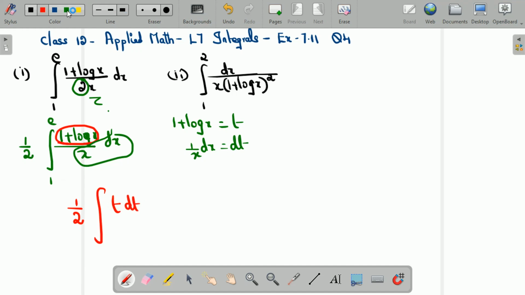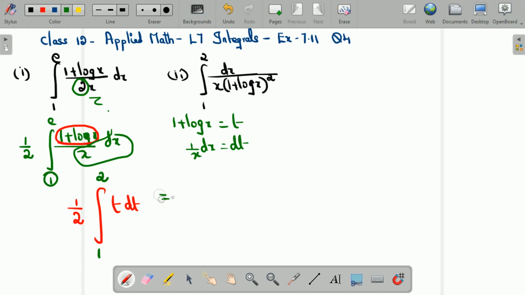Now let's work on changing the limits. When I put x is equal to 1 on the lower limit, log 1 is 0. So t's value will be 1 plus 0, which is 1. Now let's put the upper limit value of e. Log e is going to be equal to 1. So 1 plus 1 is equal to 2. So the upper limit is modified as 2.